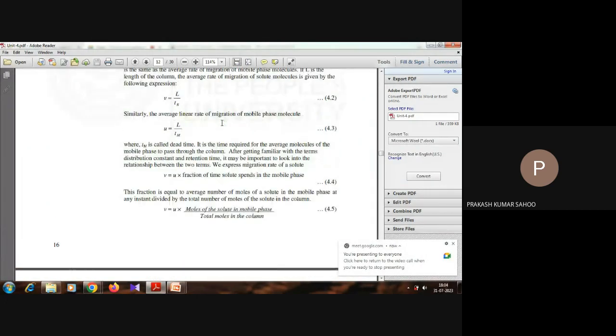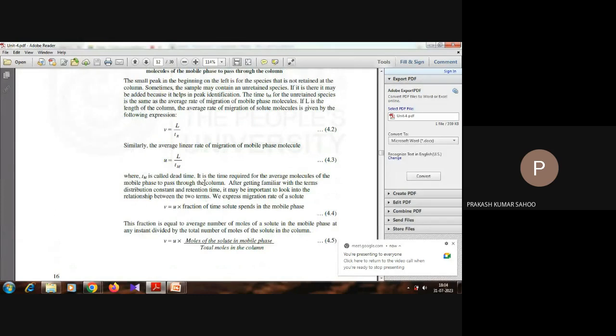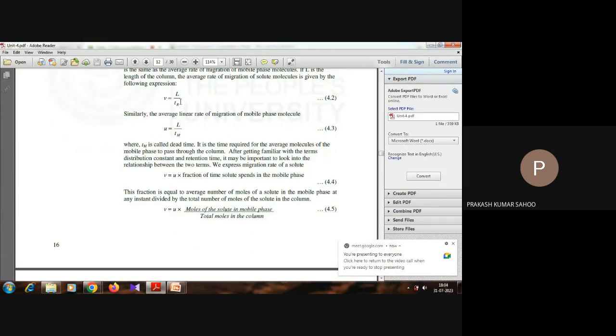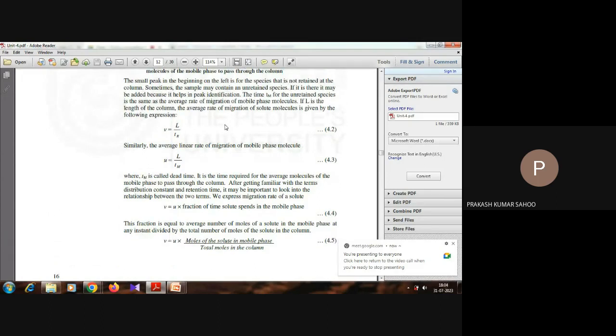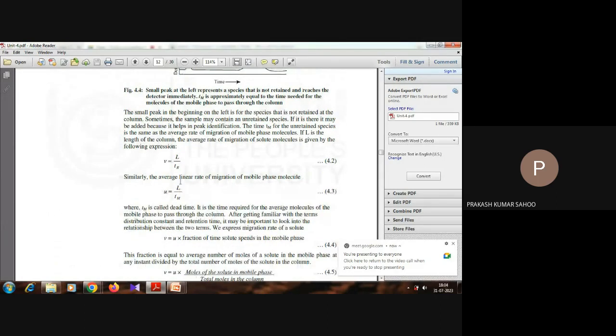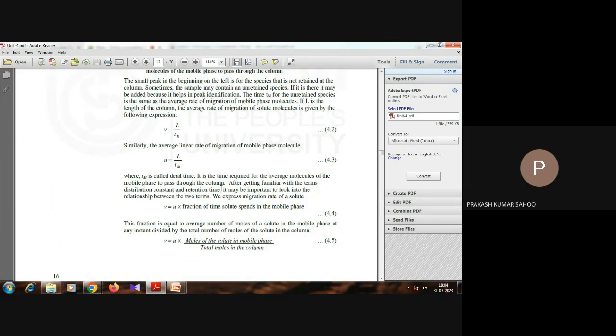Then we have this equation, V equal to L by tR. Similarly, the average linear rate of migration of the mobile phase is u equal to L by tM. This is the average rate of migration, V equal to total length of the column divided by retention time. If we calculate the average rate of migration in the mobile phase, it will be u equal to length of the column divided by the time taken for the mobile phase, or the dead time, tM.